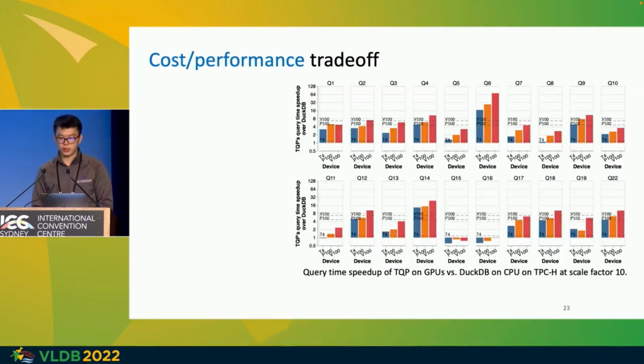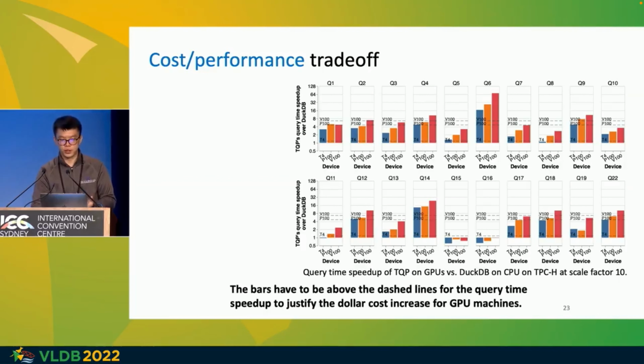We now provide a dollar cost performance analysis of TQP on GPU compared to DuckDB on a CPU-only machine. Each subplot is a TPC-H query at scale factor 10. The y-axis is the TQP query time speed up over DuckDB on the CPU machine. The x-axis represents the machines with different GPUs. The dashed line in the plots is the speed up required for TQP on GPU to be more cost-effective than DuckDB. In other words, the bars have to be above the dashed lines for the query time speed up to justify the dollar cost increase.